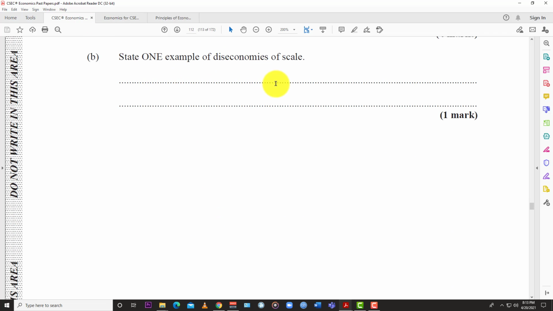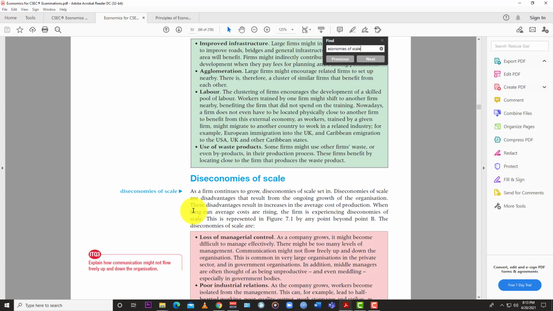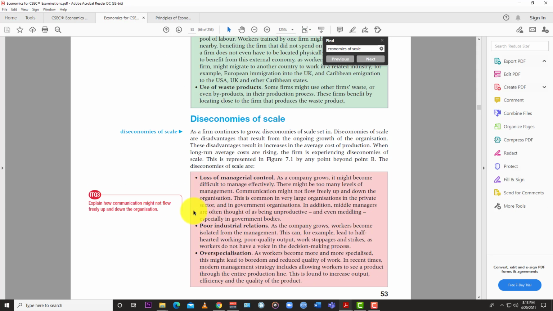One example of diseconomies of scale, right? And so we have some examples right here. You have a loss of managerial control. What they're saying here is that as the firm grows, as it expands, then the management is not as efficient as it should be, because now all of a sudden your manager is not accustomed to supervising so many persons. So all of a sudden things are slipping through the cracks.